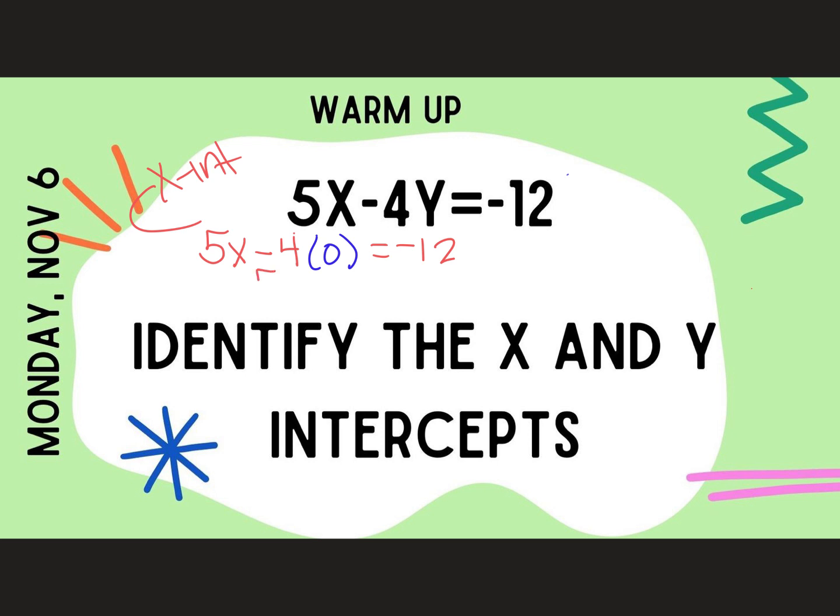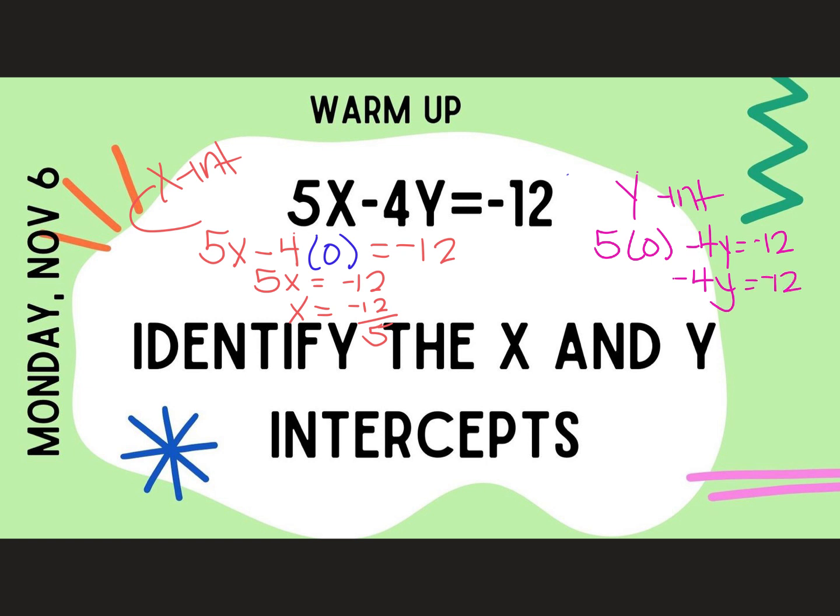So when I do this, I have 5x equals negative 12. And then I divide both sides by 5. I have x equals negative 12 over 5. On the other side for y-intercept, well, we know at y-intercept our x value is 0. So to find the y-intercept, we just plug in a 0 where x is and solve for y. So I'm left with negative 4y equals negative 12, and my y-intercept equals 3. Those are my two intercepts. Very easy to do in standard form.